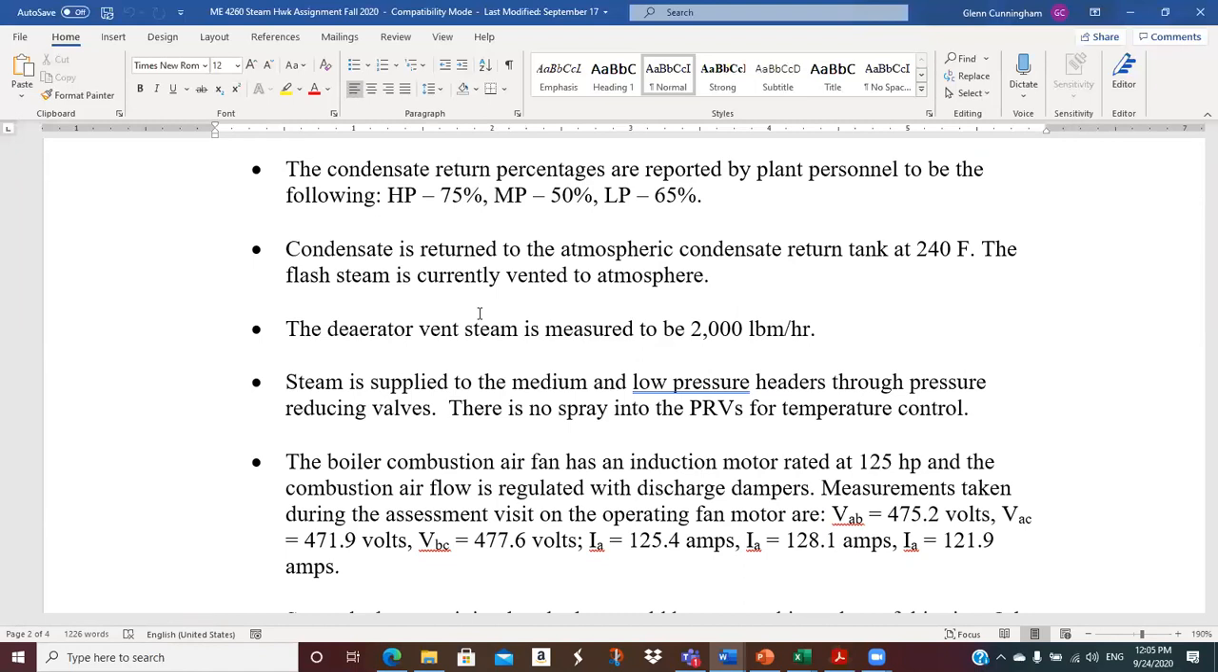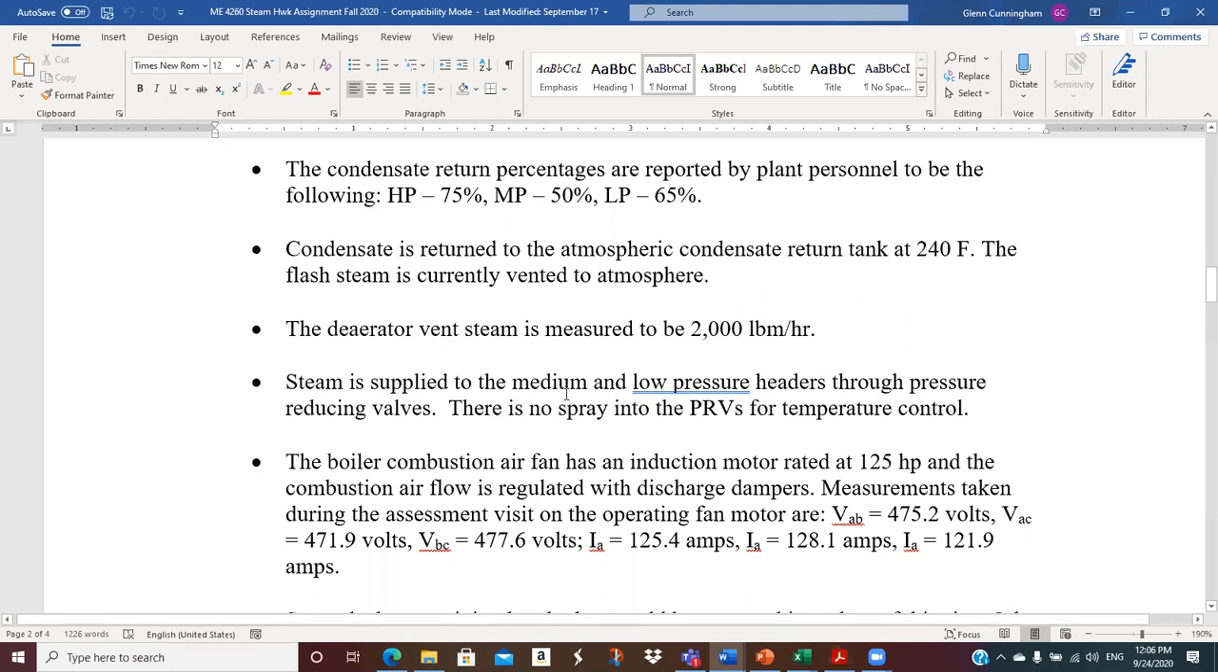Your DA vent steam is 2,000. Well, you have to put in a percent rate, and then you look in the model, and the model shows you how much steam is being vented from the DA. If it's not 2,000, then you have to guess another percent. You go back and forth 3 or 4 times, and you can come up with the correct percent that gives you, in your base model, 2,000 pounds an hour.